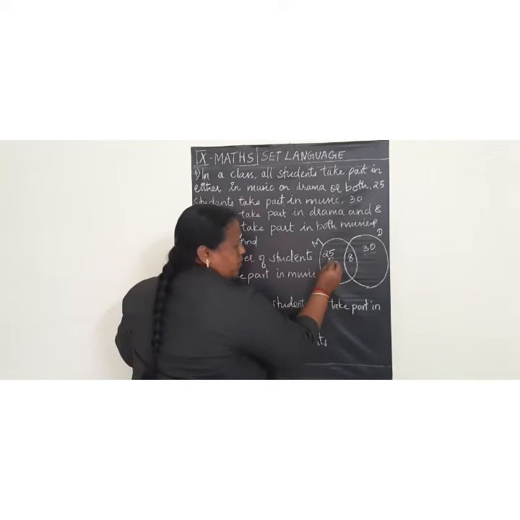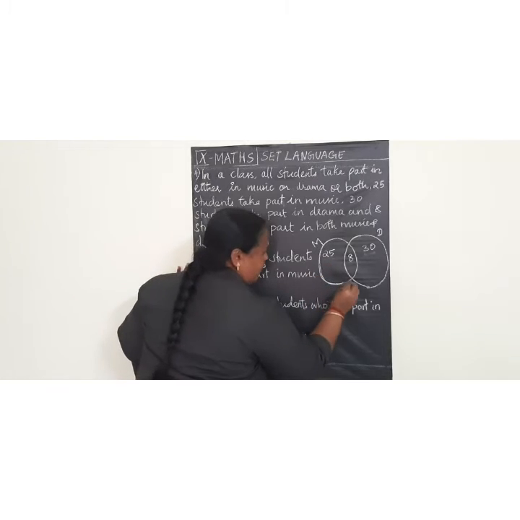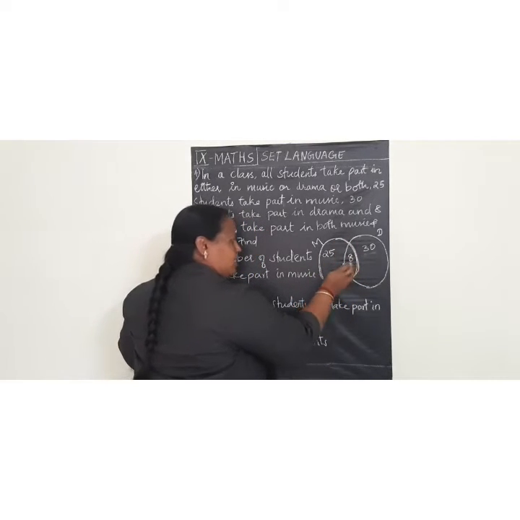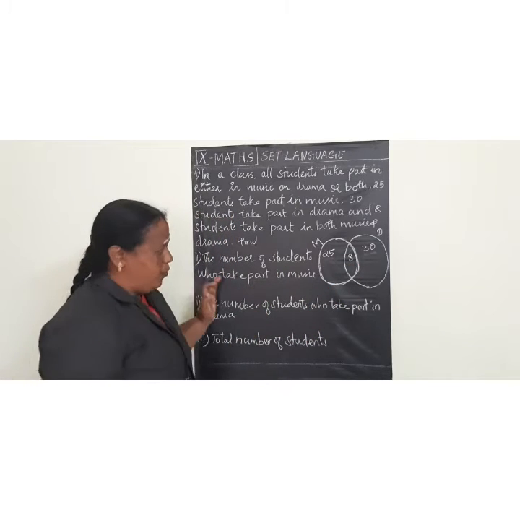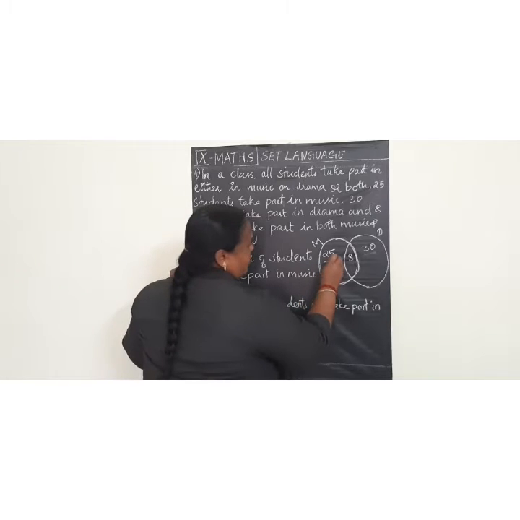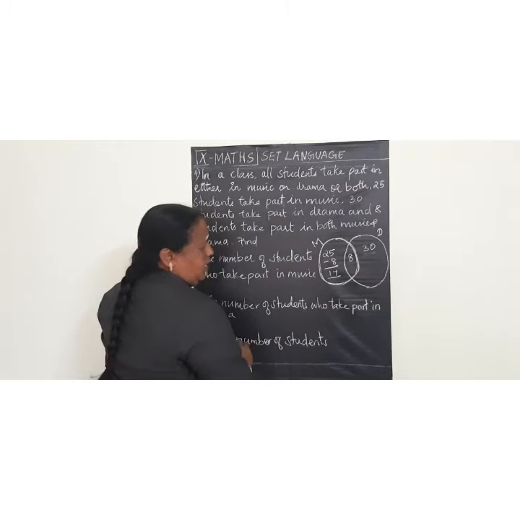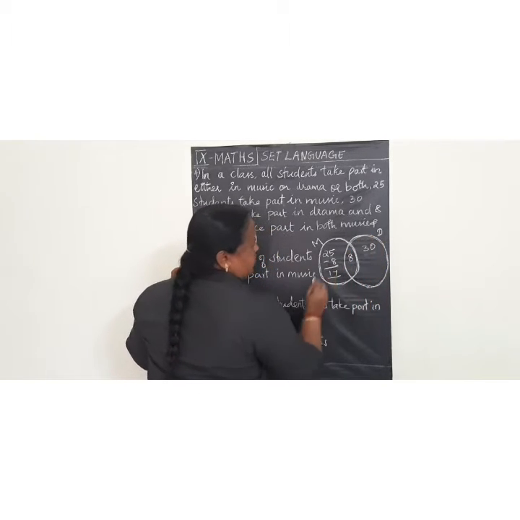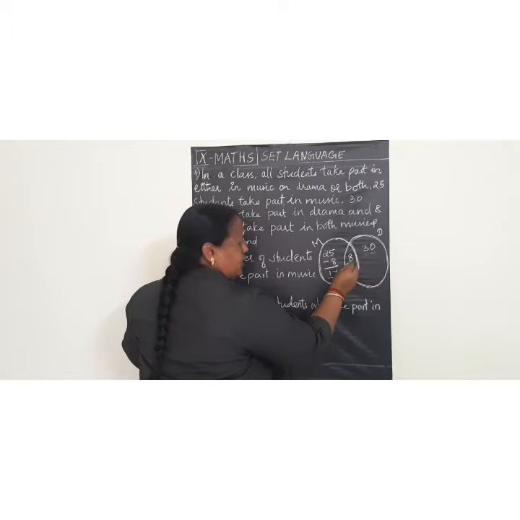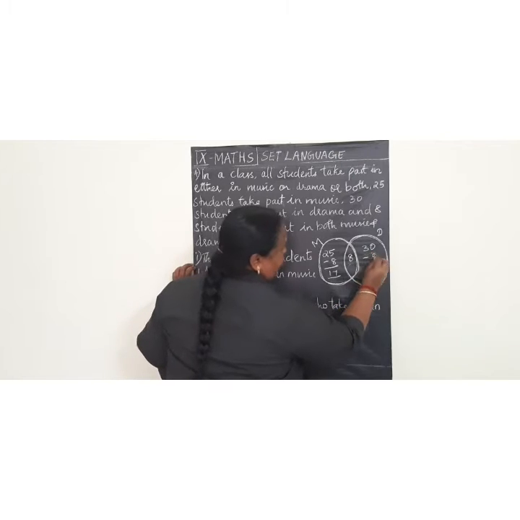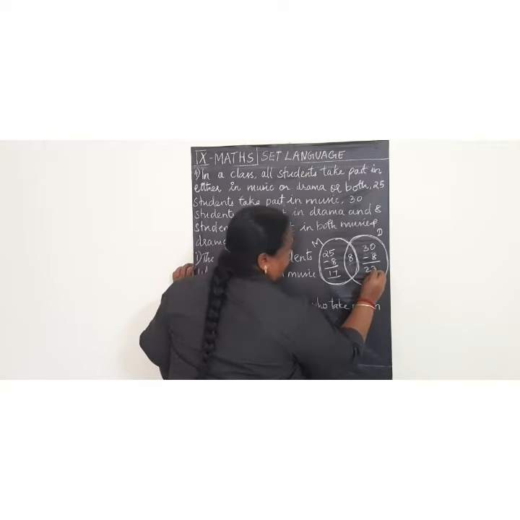So this 25 is the full number of students in music. This 8 students are also included in the 25. So we have to subtract this 8 from this 25. 25 minus 8, so how much will we get? 17. Next, drama. In drama also there are 30 students, and in that 30 these 8 students are also there. So we have to subtract this 8, and we will get 22.